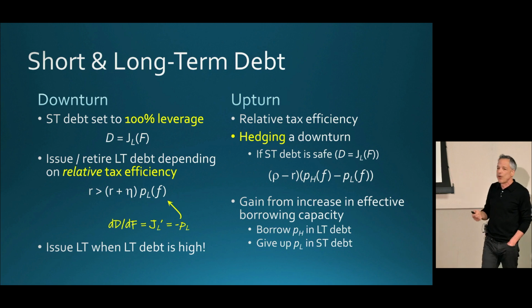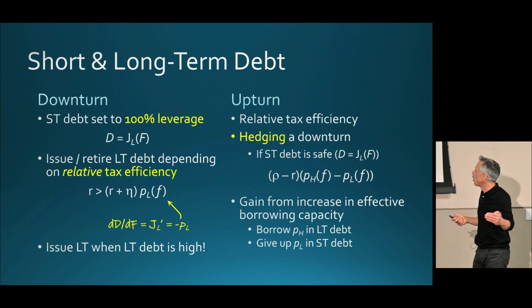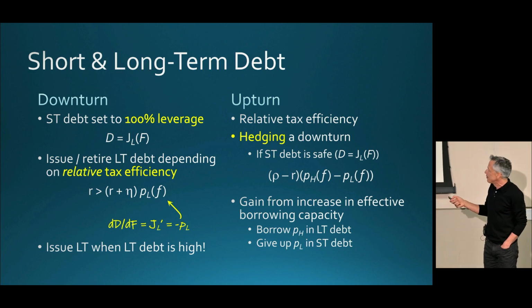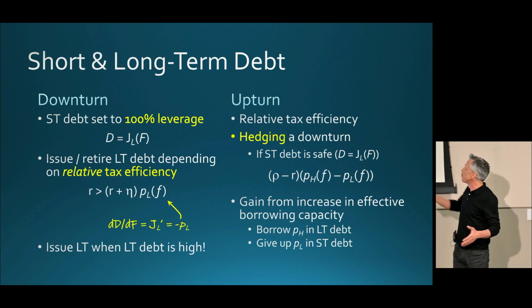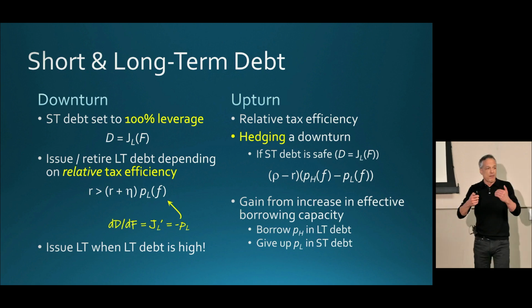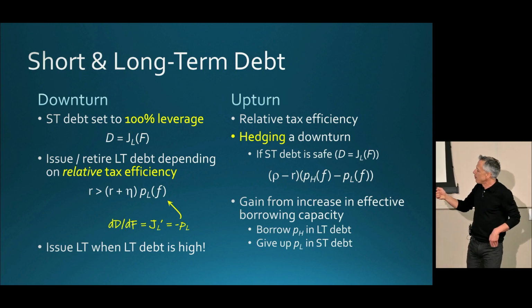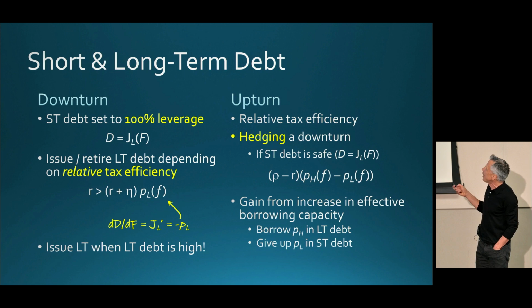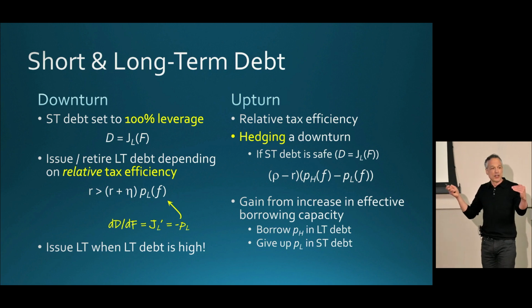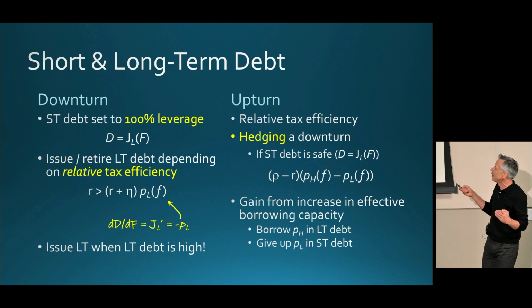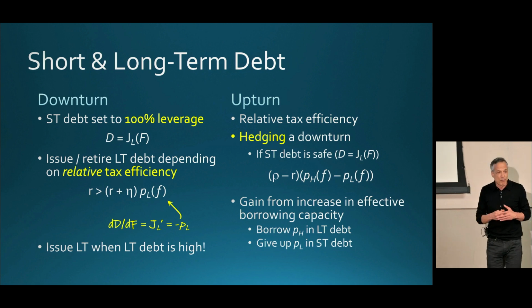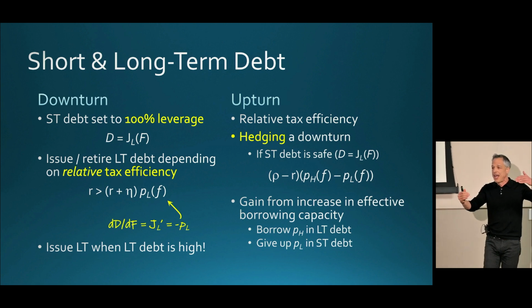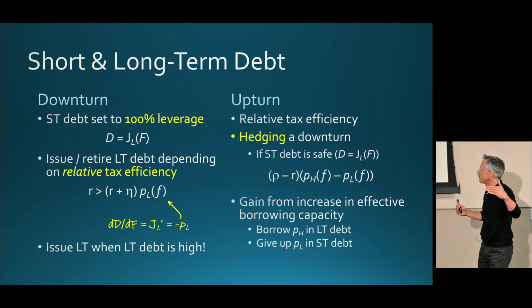Why? Because when I issue $1 of long-term debt, I get the price pH for that long-term debt. That's because I'm currently in the high state, the upturn state, and I have to sacrifice short-term debt. But remember, from what we calculated before, the short-term debt is set to be the max I can have in the low state, and so the amount of short-term debt I have to give up is given by PL, same thing we had over here. And so that difference, pH versus PL, means that I can have relatively more long-term debt and cut back a little bit less of short-term debt.